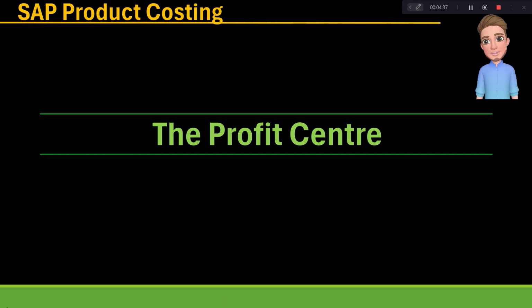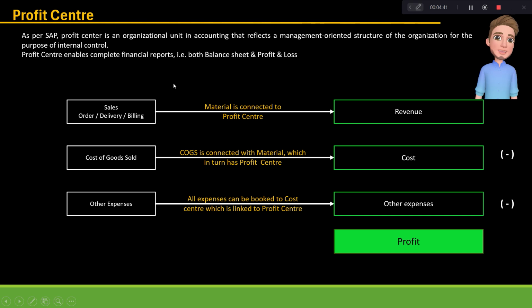Now let me go to the next screen and let us understand what SAP says. As per SAP, the profit center is an organizational unit in accounting that reflects a management-oriented structure of the organization for the purpose of internal control. It reflects a management-oriented structure for the purpose of internal control.